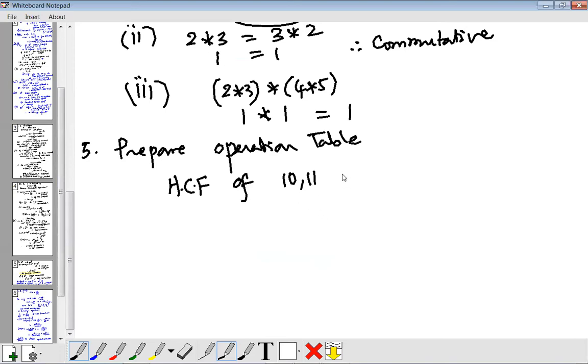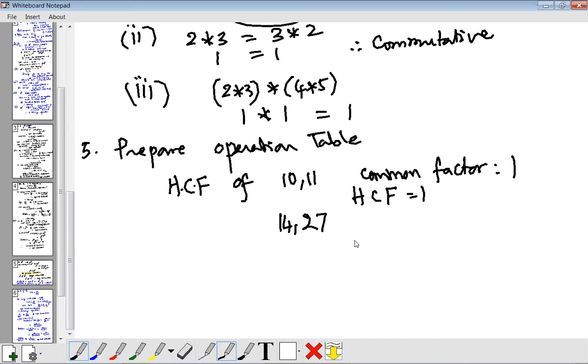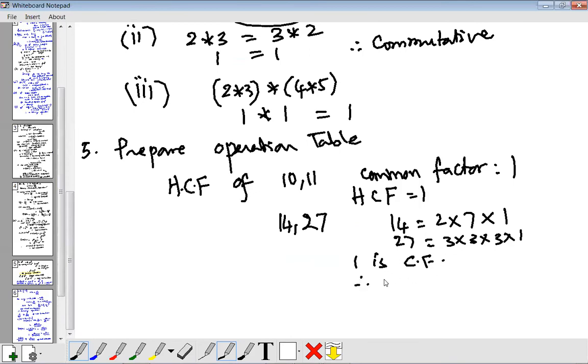So for these two, the common factor is only 1. Therefore, HCF is 1. Okay. Give me another two numbers. 14 and 27. Okay. Again, when you write 14, this is 2 into 7, and 27 is 3 into 3 into 3. So obviously 1 is the common factor, and that's the highest common factor. Therefore, HCF is 1 again.